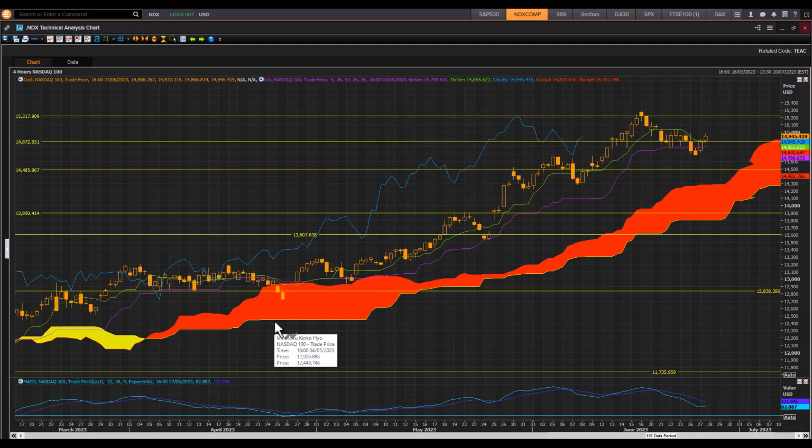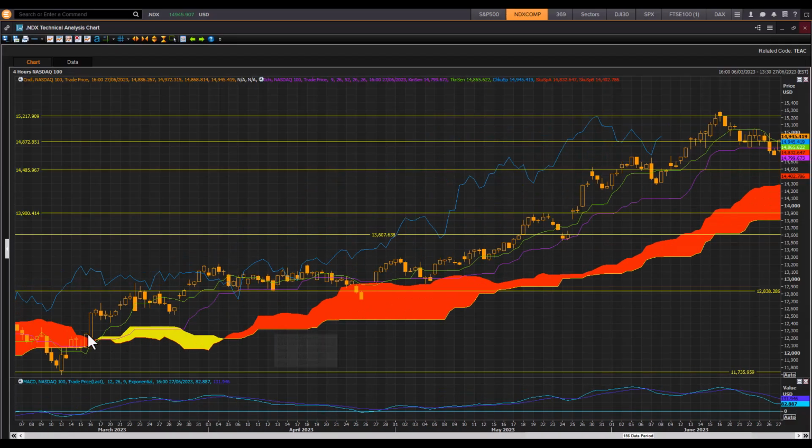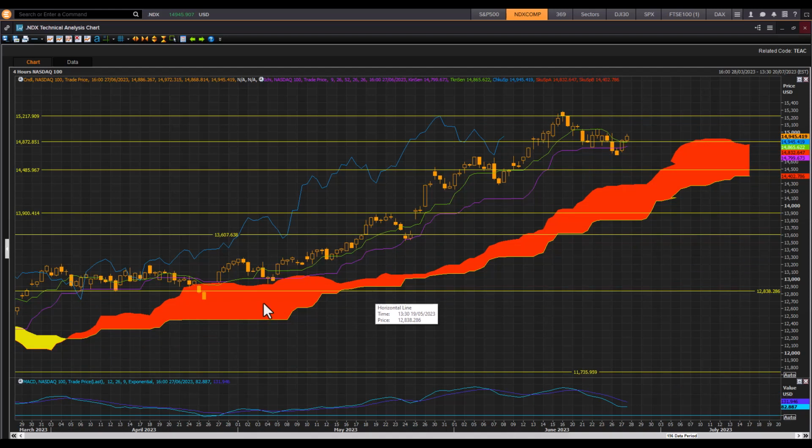Turning to the 4-hour, fantastic cloud chart cross buy signal back here. Another cloud rebound buy in this support zone, and now the index has had a strong rally, became a little bit extended, hit the 15,217 resistance target. Now it's consolidating, managed to find support here at the standard line of the cloud, and is back above the turning line, so that's good news.